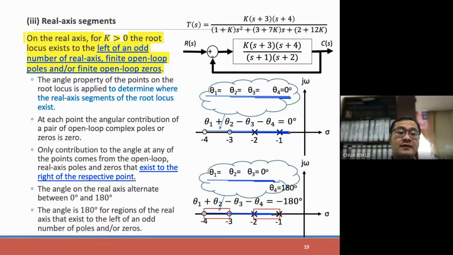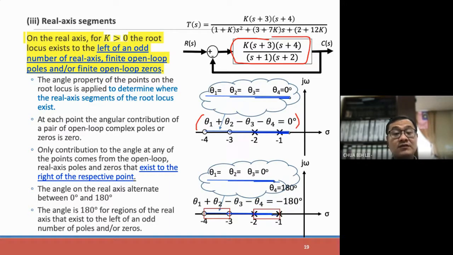Okay, the finite open loop poles and the zeros will play a role over here. So this is the open loop transfer function. You can see that we have +3, +4, and so on, right? So what you can do here is just reuse the same definitions. Okay, we plot the zeros and poles, then we start to calculate the angles.